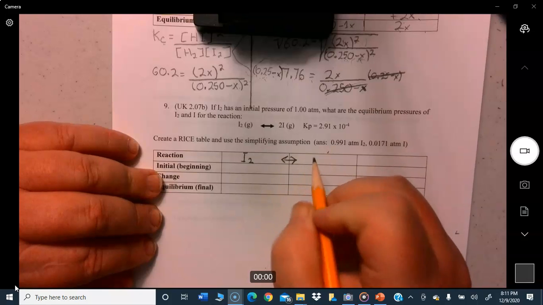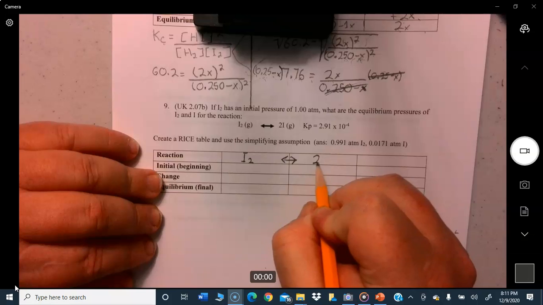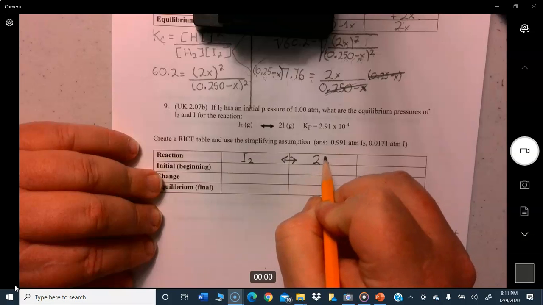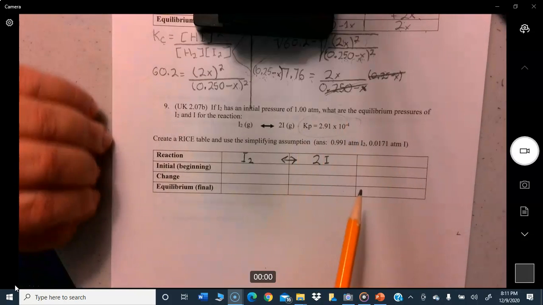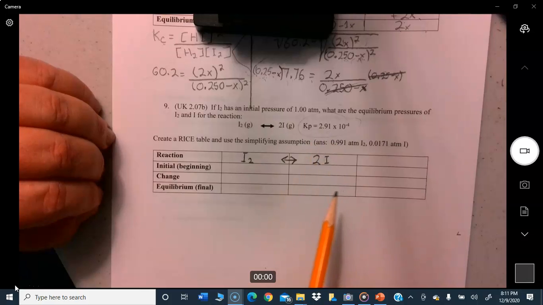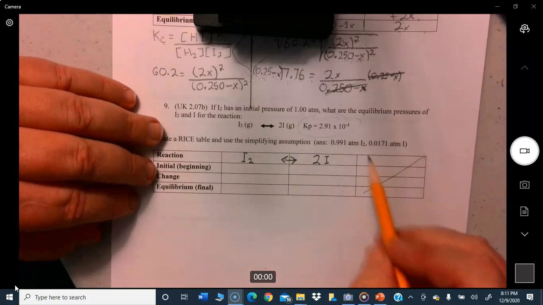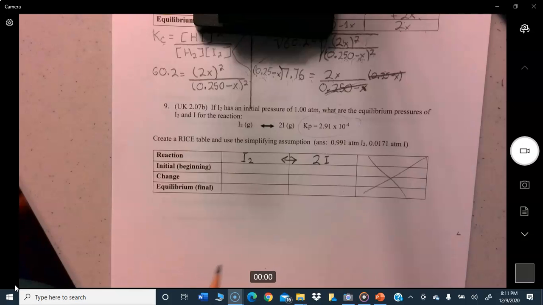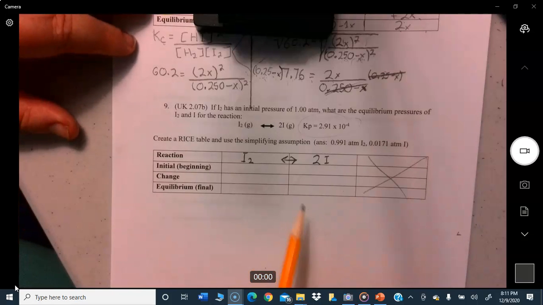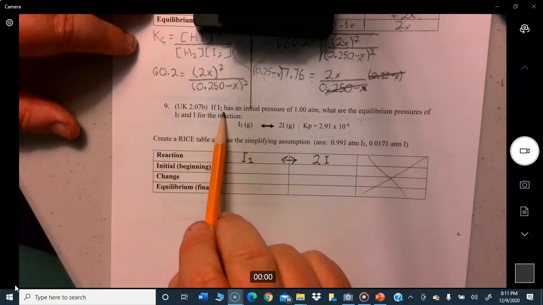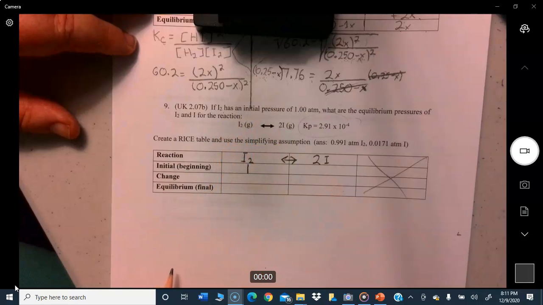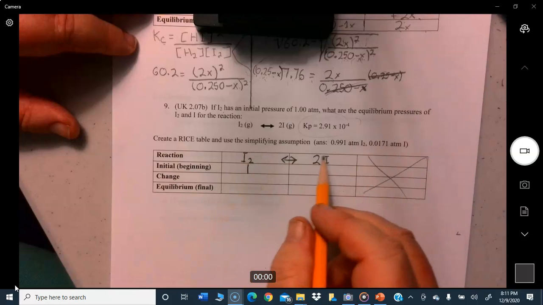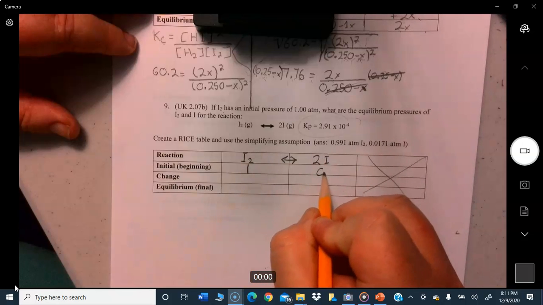It's just an iodine molecule being decomposed into 2 iodine atoms. You have a Kp for pressure, and we're dealing in pressure. So we don't need this; we don't have enough reactants or products to need that. Initial: I2 has an initial pressure of 1, so let's just put a 1 there. And it doesn't tell you for I, so you can put a 0.